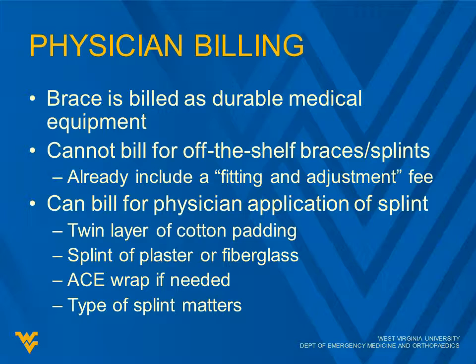There are a few requirements. CMS says that you must have a twin layer of cotton padding. So if you throw a layer on before with the web roll and then put the splint on over top of that with the Orthoglass product, that would count. Even just doing the stockinette underneath the splint would count as two layers. A splint of fiberglass or plaster is required. An ACE wrap, oddly enough, is termed "ACE wrap if needed," which I'm not sure how you do it without an ACE wrap, but whatever. And then the type of splint matters, so the bigger, more complicated splints are going to bill out at a higher level. So make sure you put what type of splint you did. Should be obvious from your chart.